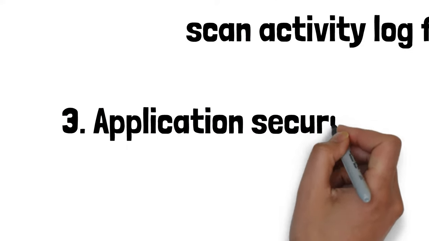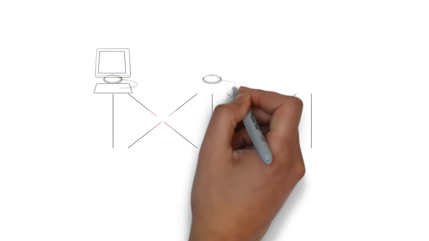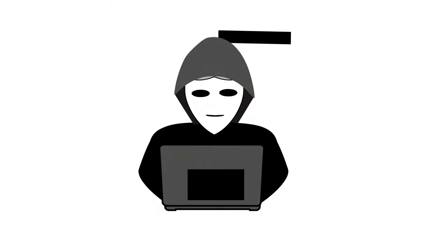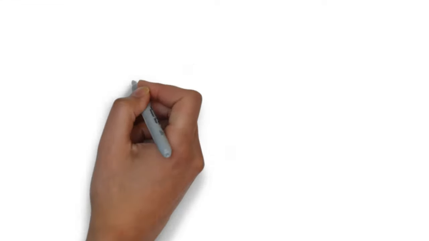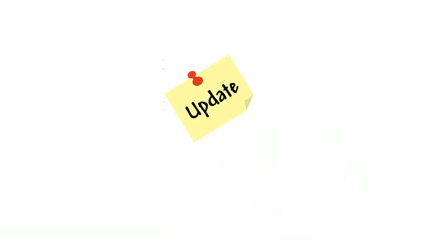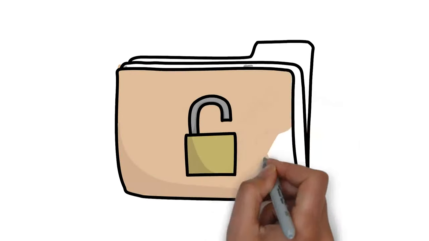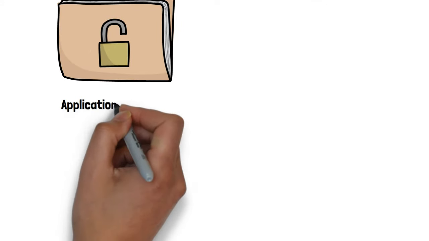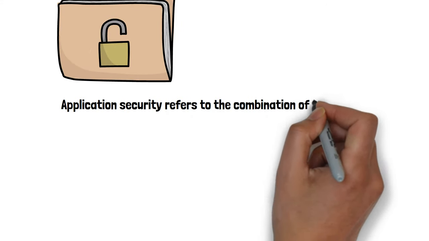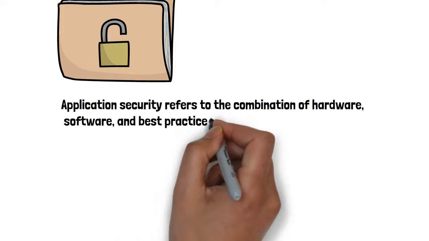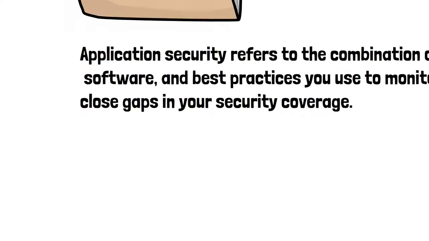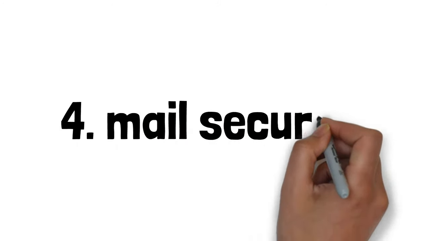Number 3 is application security. Each device and software product used within your networking environment offers a potential way in for hackers. For this reason, it is important that all programs be kept up to date and patched to prevent cyber attackers from exploiting vulnerabilities to access sensitive data. Application security refers to the combination of hardware, software, and best practices you use to monitor issues and close gaps in your security coverage.